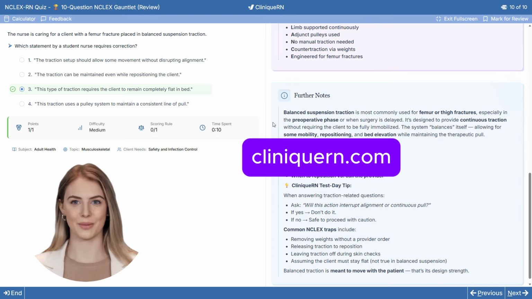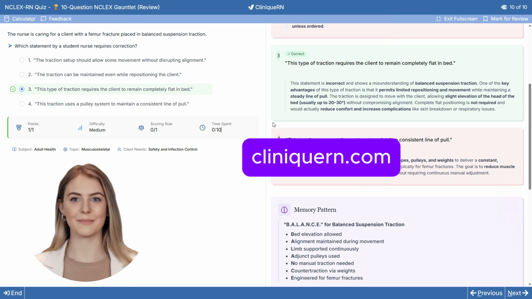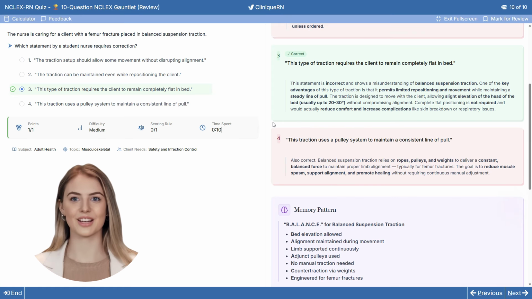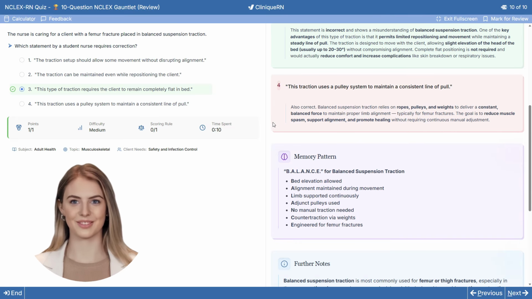Here's how to remember it. Balance. B. Bed elevation allowed. A. Alignment maintained during movement. L. Limbs supported continuously. A. Adjunct pulleys used. B. No manual traction needed. C. Counter traction via weights. E. Engineered for femur fractures.